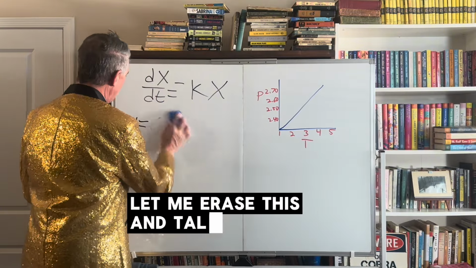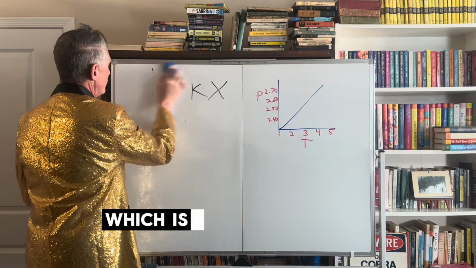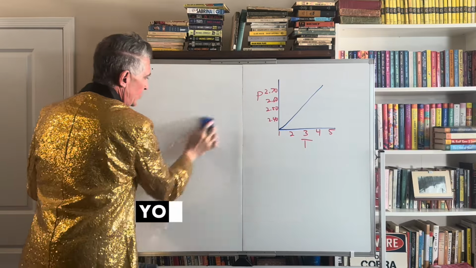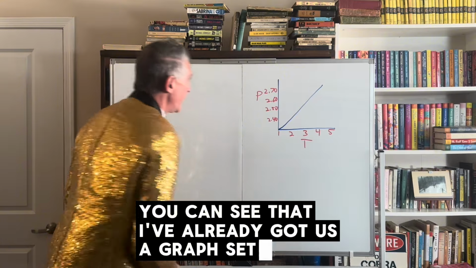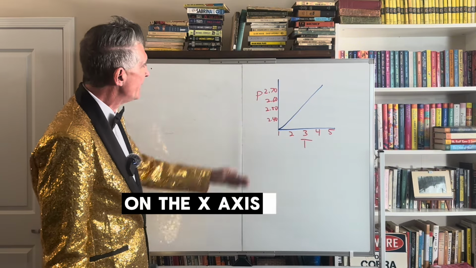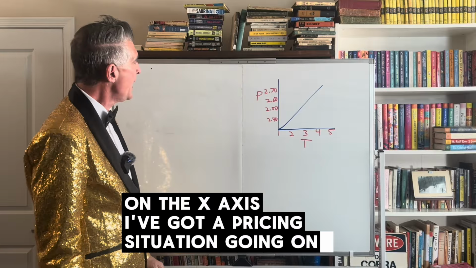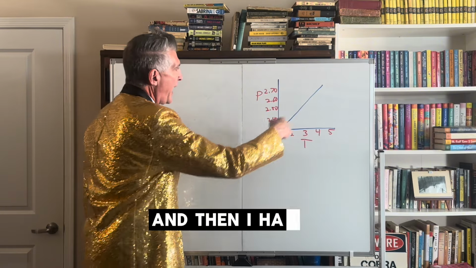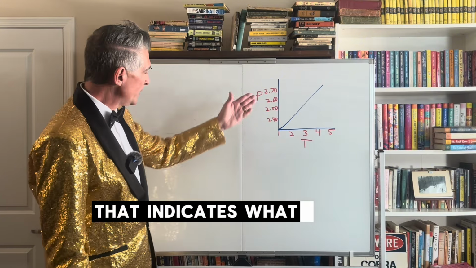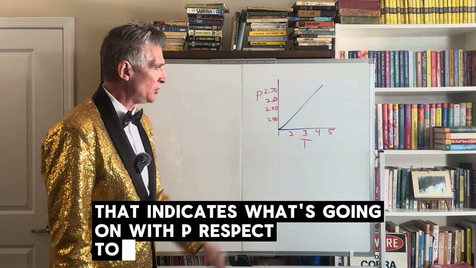Let me erase this and talk about what we're going to get into today, which is, as we already said, differential calculus. Well, over here to my right, you can see that I've already got us a graph set up. And it looks like I've got some sort of time going on here on the x-axis. I've got a pricing situation going on the y-axis. And then I have a slope of a line that indicates what's going on with price with respect to time.